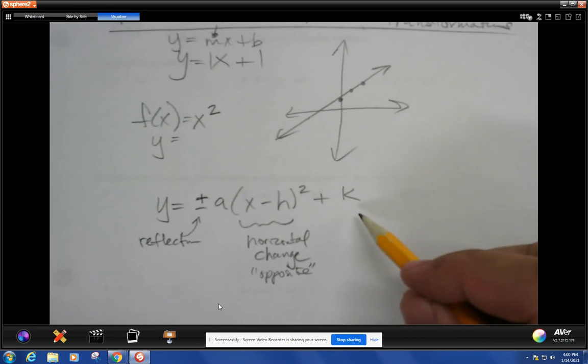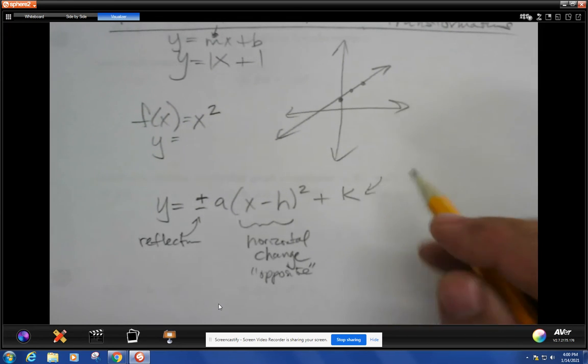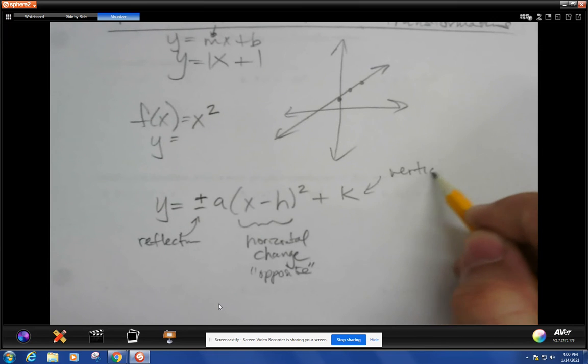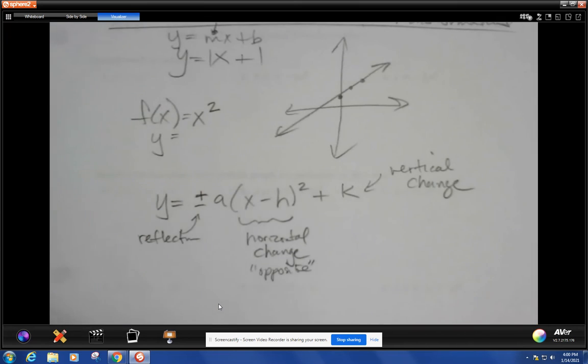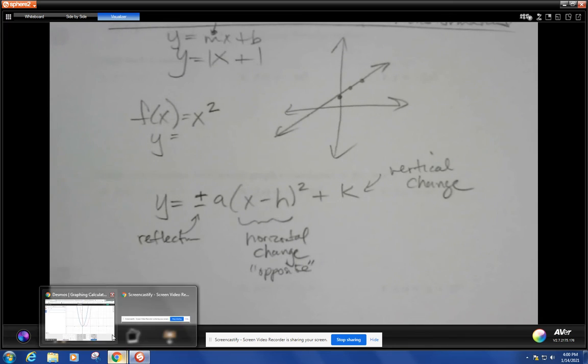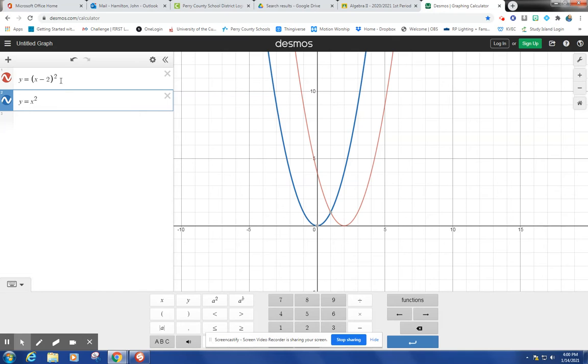Now let's talk about this over here. So this over here is our vertical change, okay? Our vertical change is denoted by this k that's out here at the end. So if I take a similar type equation. Matter of fact, let's just change this one.